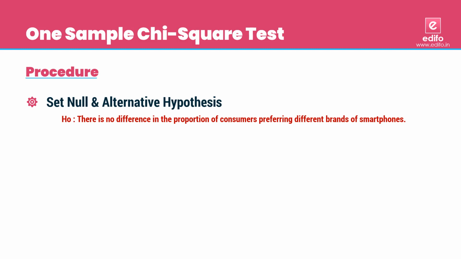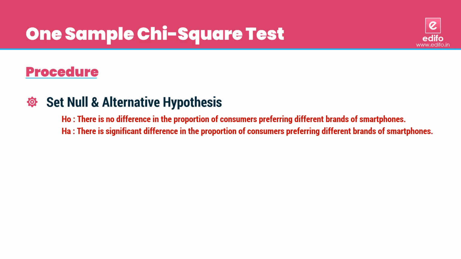There is no difference. The alternative hypothesis is something different, just opposite of the null hypothesis. That is, there is a significant difference in the proportion of consumers preferring different brands of smartphone. That is, the observed data is significantly different. That means the data collected through questionnaires are significantly different from our expectation. So, set the null and alternative hypothesis.